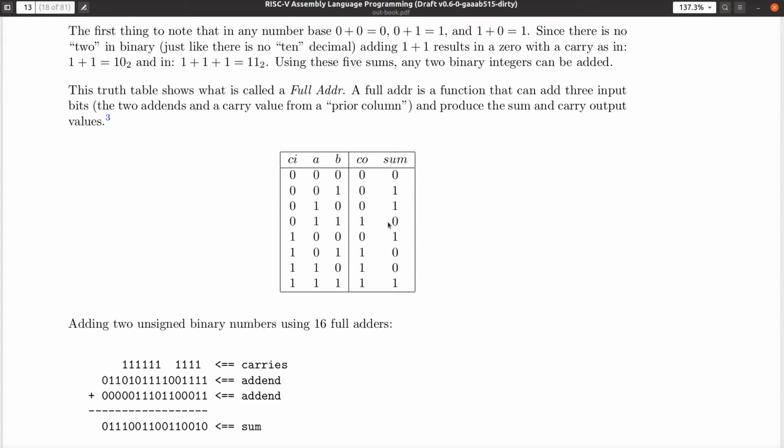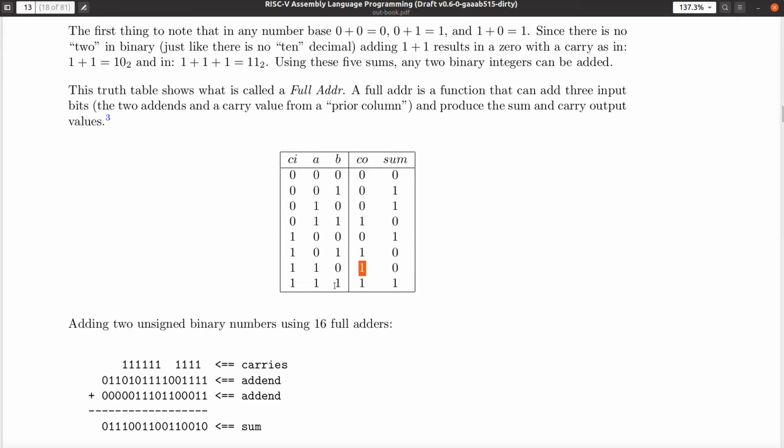All right? What if I add 1 plus 0 plus 0? Well, that's the same thing as adding 0 plus 0 plus 1, and the answer is 1, and there is no carry. Okay? 1 plus 0 plus 1 is really the same thing as 0 plus 1 plus 1, or 1 plus 1 plus 0. No big deal. You get 2, which is 0 with a carry.